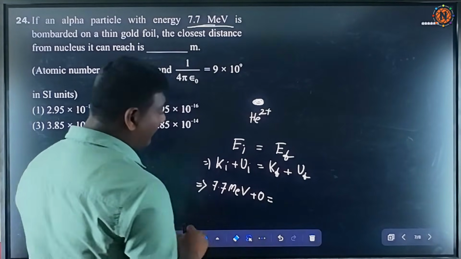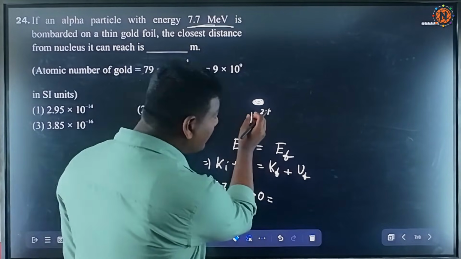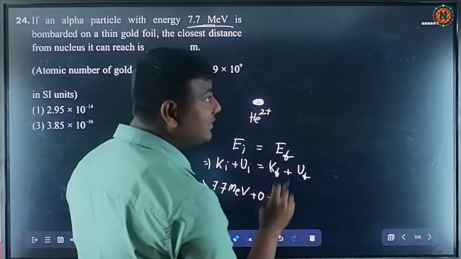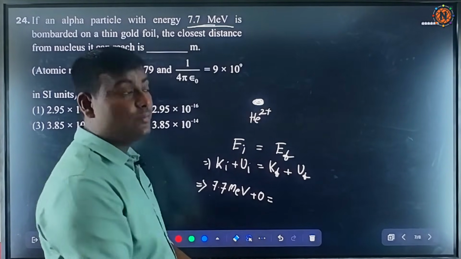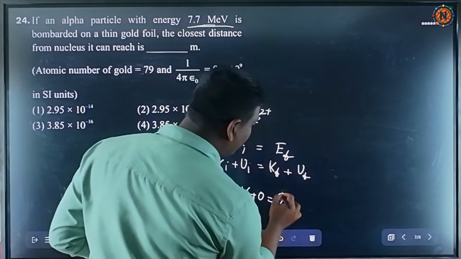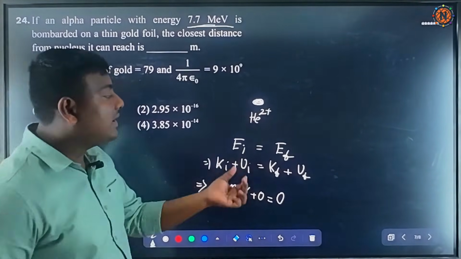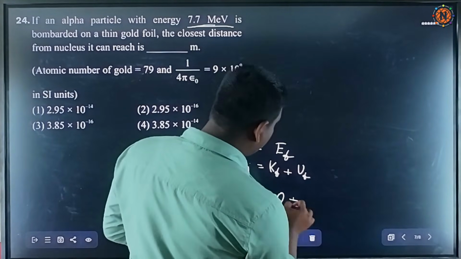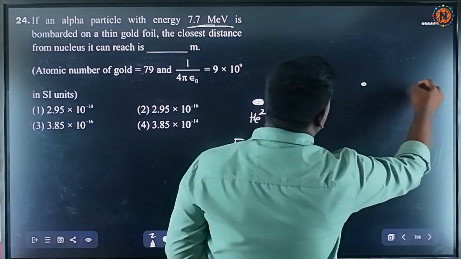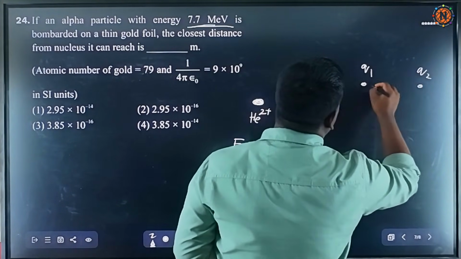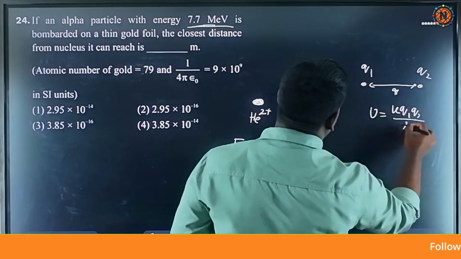Let's see final kinetic energy. Because the alpha particle will reach the closest distance, at that point its velocity will become 0. Yes or no? So that's why kinetic energy will become 0. But there will obviously be potential energy between the alpha particle and the gold nucleus. What is the formula for potential energy between two charges? If charges are q1 and q2 and distance is r, potential energy equals k q1 q2 divided by r. Yes or no?